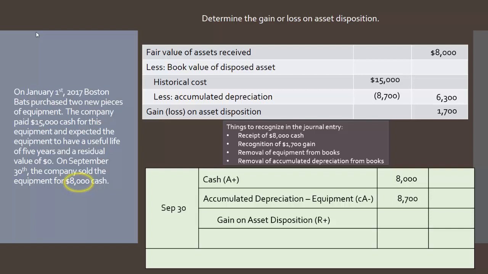Gains are profits that your business takes that are outside of your normal scope of business. So Boston Bats, I'm assuming they make baseball bats. They're not in the business of selling pieces of equipment, which means they won't recognize it as a revenue account. It would go under gain. But gains work just like revenues for the purpose of your books. They go up with a credit and down with a debit. In this case, we're going to credit gain on asset disposition for $1,700.